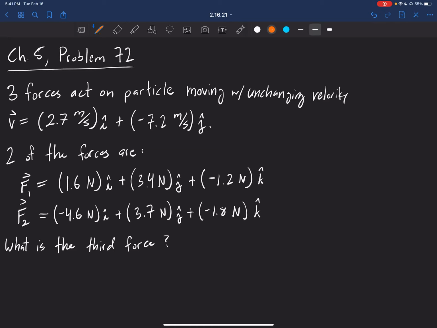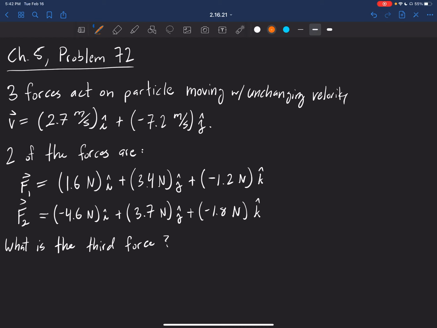Okay, so here's chapter 5, problem 72. It talks about three forces acting on a particle that moves with unchanging velocity. It gives us a velocity vector, and it tells us what two of the forces are, and it wants us to find out what the third force is.